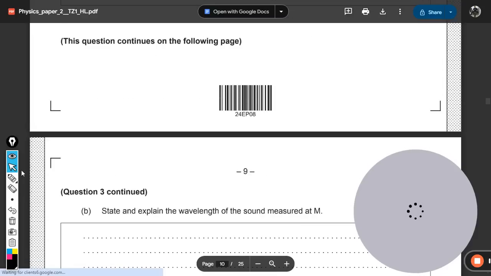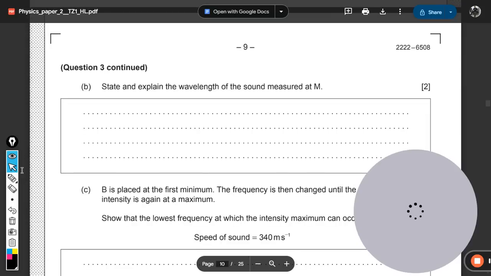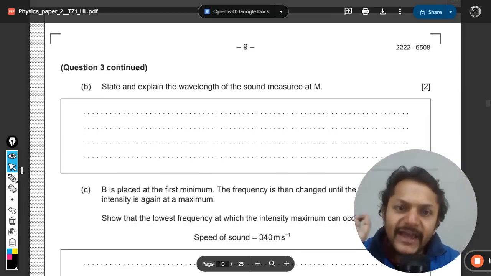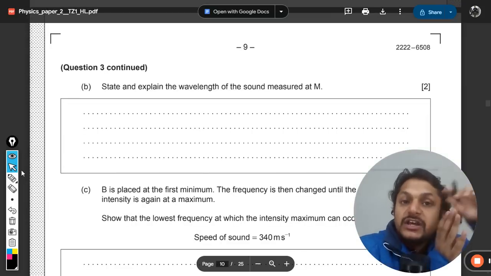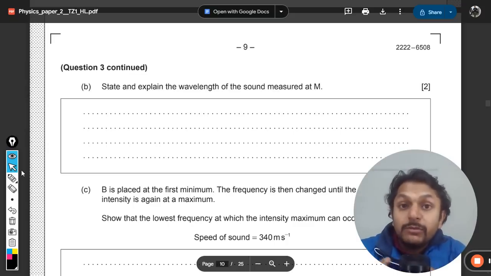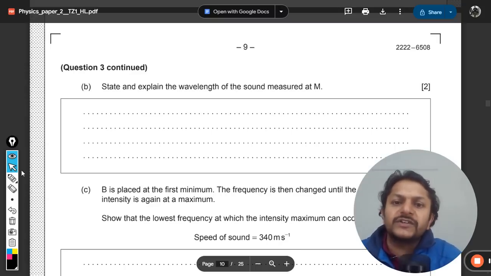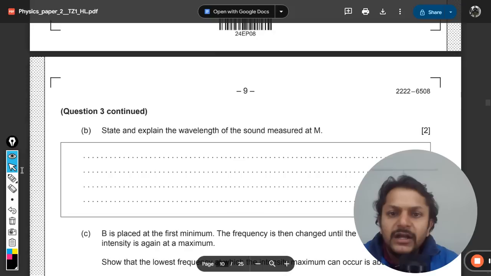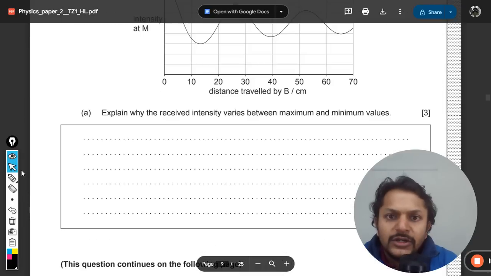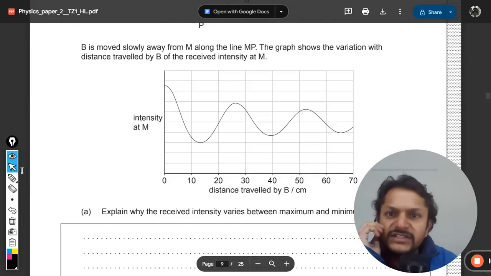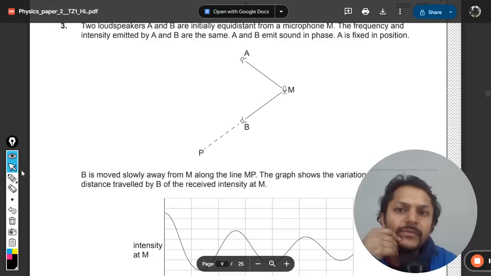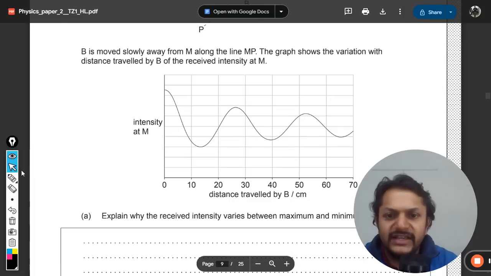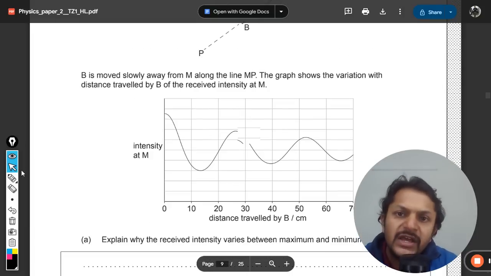Now let us move to the next question. State and explain the wavelength of the sound measured at M. So we are now concerned with the position M. We are not talking about the original wavelength which was emitted by the speakers. We are now concerned with the wavelength which is received at M. Okay, let's see now. The only graph given is this, from where you have to take the data.